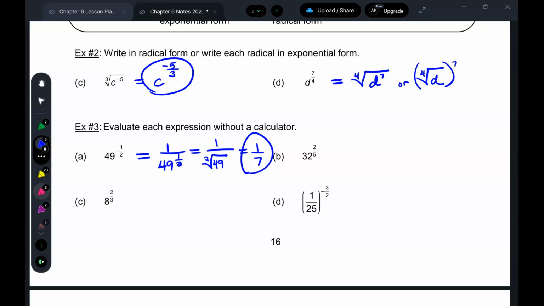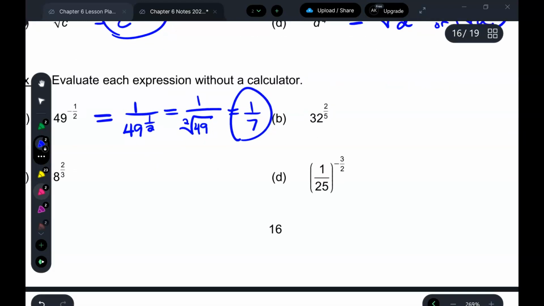It's just a square root. You don't need the 2. Anything to the 1/2 power is just a square root. I was going to say that cancels out. No, we're taking the square root of 49. We're not doing the square root of 49 squared. It's just the square root of 49. Okay, I get it. Next one.